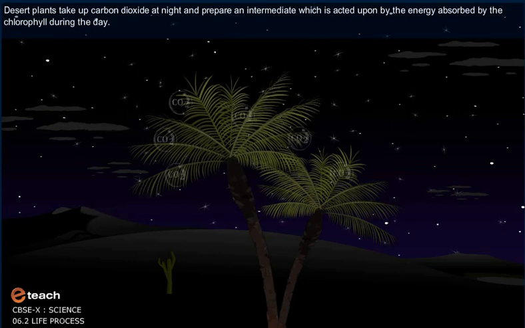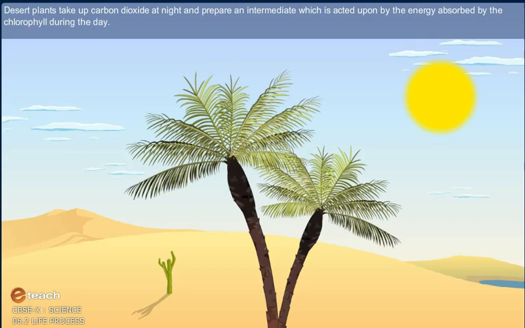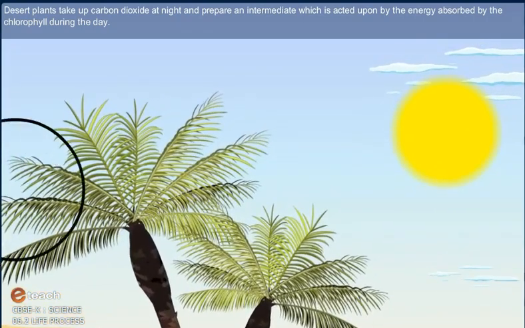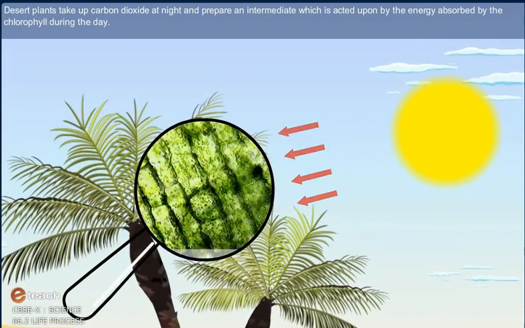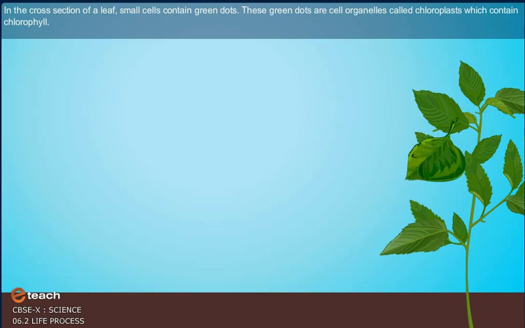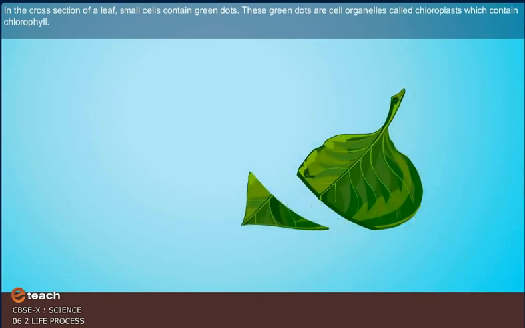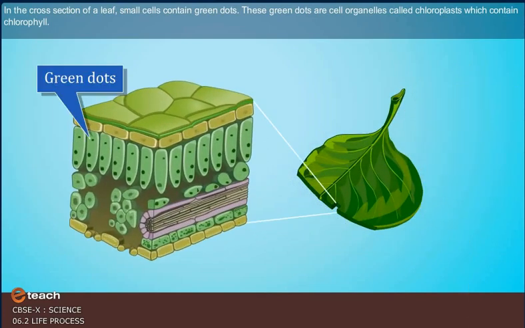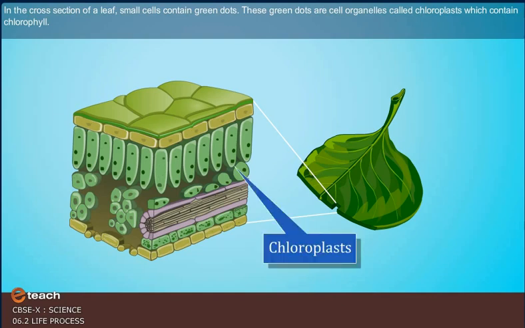Desert plants take up carbon dioxide at night and prepare an intermediate which is acted upon by the energy absorbed by the chlorophyll during the day. In a cross-section of a leaf, small cells contain green dots. These green dots are cell organelles called chloroplasts, which contain chlorophyll.